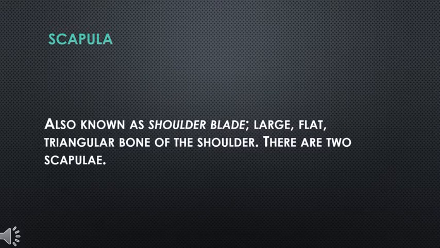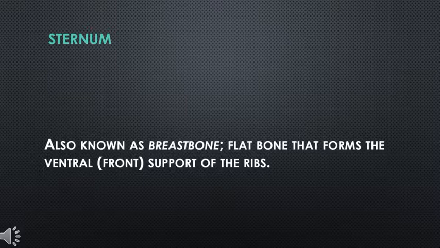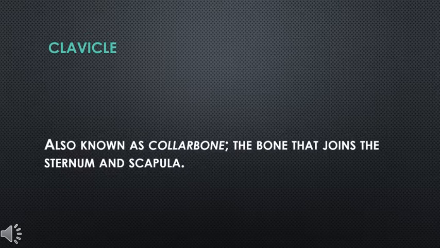Scapula. Also known as shoulder blade, large, flat, triangular bone of the shoulder. There are 2 scapulae. Sternum. Also known as breastbone, flat bone that forms the ventral, front, support of the ribs. Clavicle. Also known as collarbone, the bone that joins the sternum and scapula.